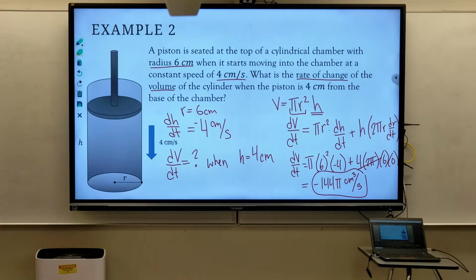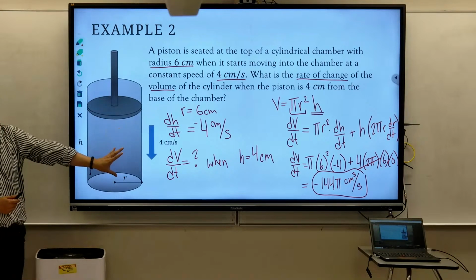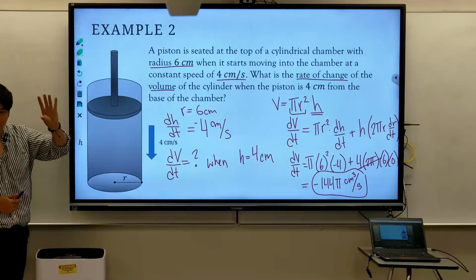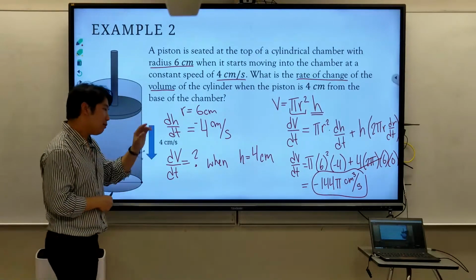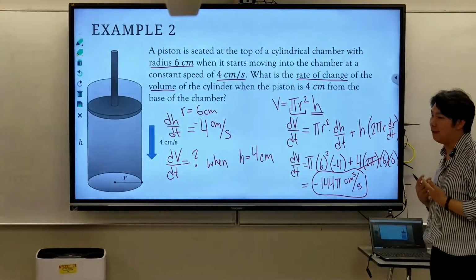Well, if dV/dt is negative, I'm claiming by my answer that my volume is decreasing in this scenario. So as my piston goes down, does it make sense that my air chamber's volume is getting smaller? Yes, I'm pushing it down quite literally. The cylinder is getting shorter, hence the volume is getting smaller. So this answer, at least sign-wise, should make sense for us.